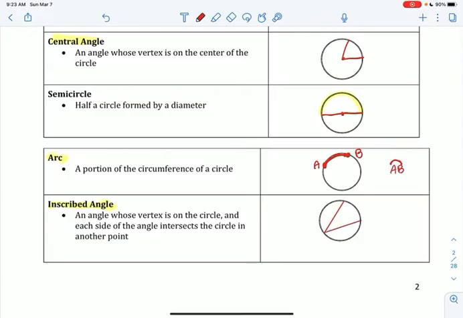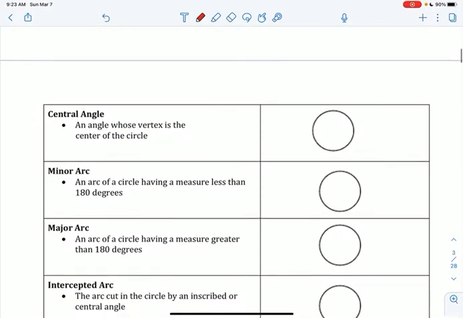Like that. So that's an inscribed angle, an angle whose vertex is on the circle. So the vertex of the angle is right here. It's on the circle, where with a central angle, the vertex was in the center of the circle. Okay. Let's go to the next page.